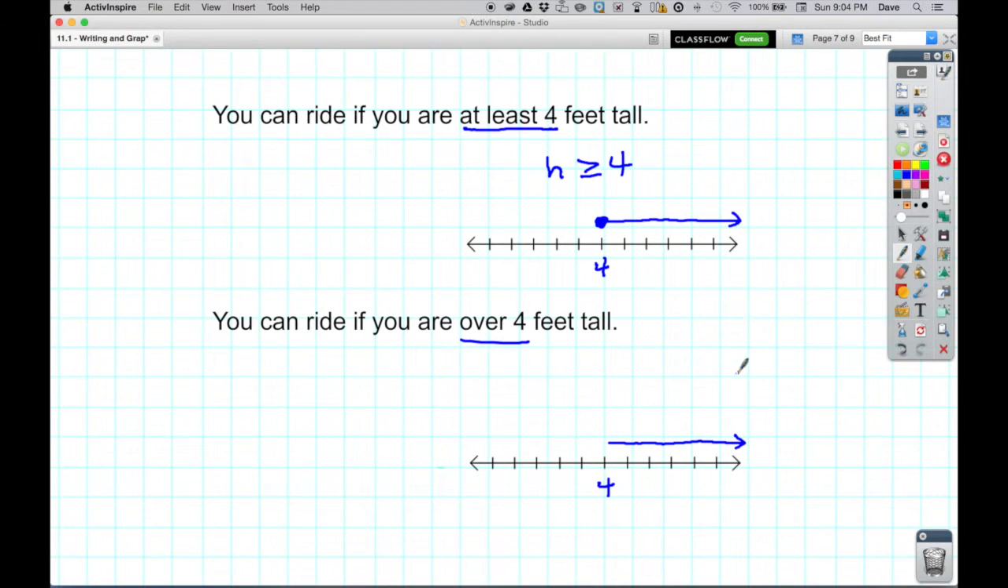All right, but then we get this part. You must be over 4 feet tall. So can that exact 4-foot person ride? No. So the way to differentiate between this situation and this one is here we use an open dot. That way we can tell the difference between whether we're including 4 itself as one of our answers or not including 4, and we're starting at, this would be like 4.000000001. Okay, just past 4.